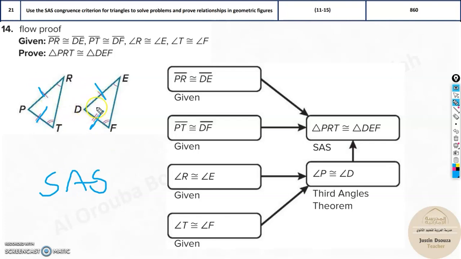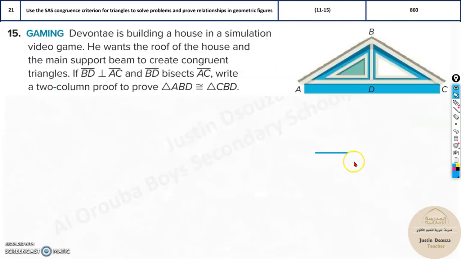The angle must be in between. Look at this. This is not enough. The angle is outside. This angle must be congruent. So it's very important to write the statement. Otherwise, it's not the SAS postulate. So that is very crucial. So what happens? These two angles are given. So you tell this angle is congruent. Then you get the SAS postulate.